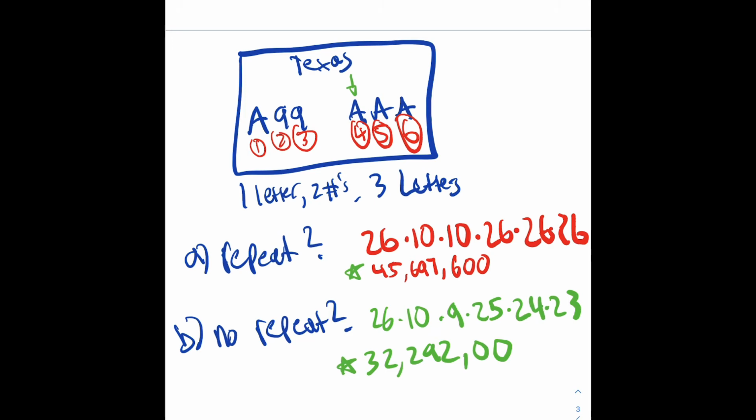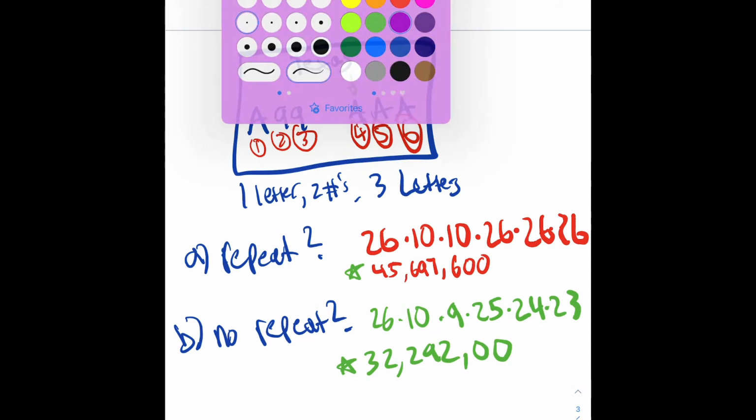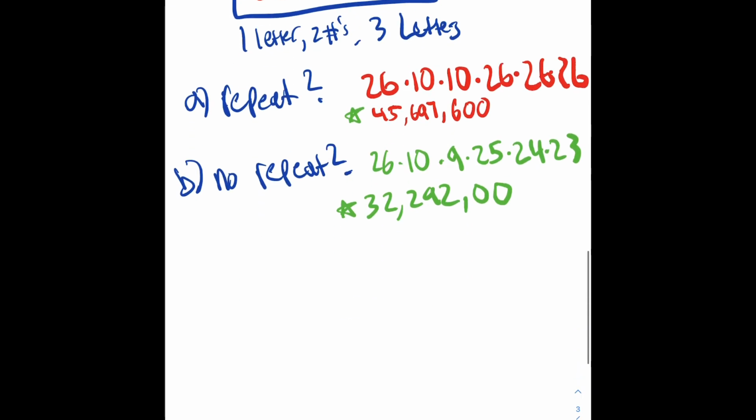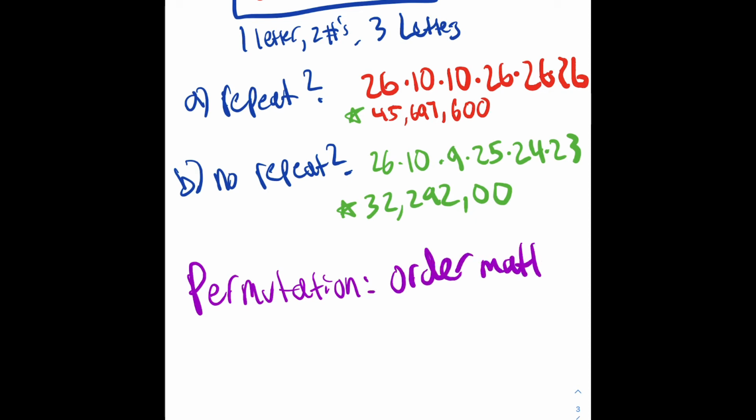So if the order matters, we call it a permutation. Oftentimes you might think your locker combination works, but if you type in your locker combo in the wrong order, it's not going to work. The order matters, so it's actually a locker permutation.